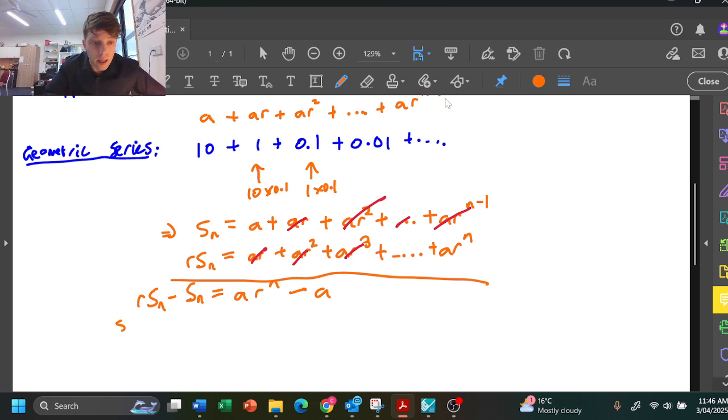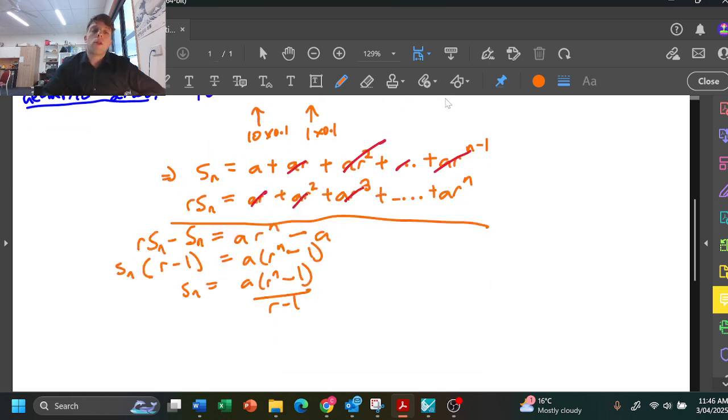We notice that on the left-hand side, we can take out a common factor of that series. And now I can divide both sides by this r minus 1 term, and we find that a formulation for our series is going to be this thing over here. I'll take out the a as a common factor as well. It's going to be this thing here divided by r minus 1. Cool.